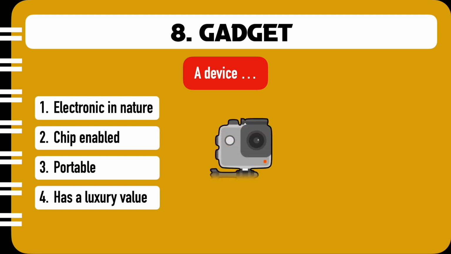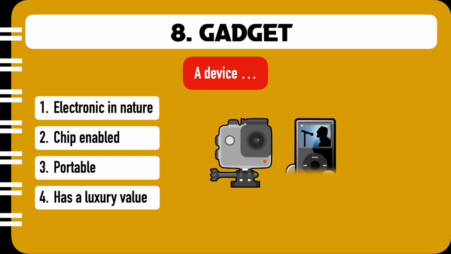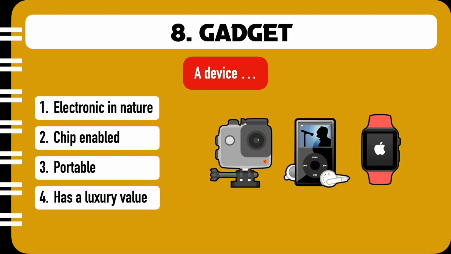So let us take some examples of gadget. Here is a GoPro camera. We have a MP3 player, and here are the smartwatches that are prevalent these days.